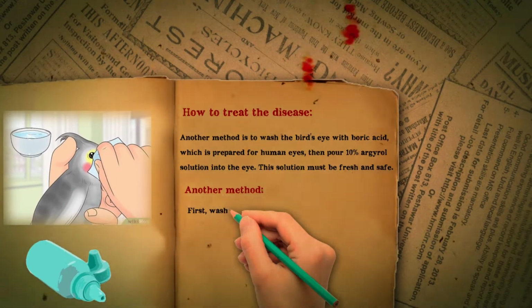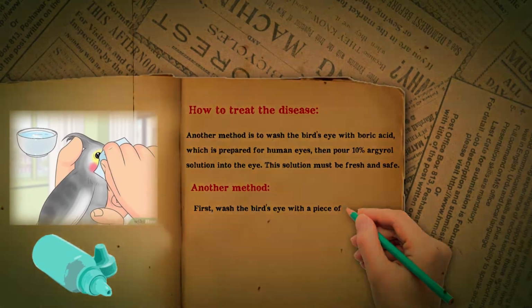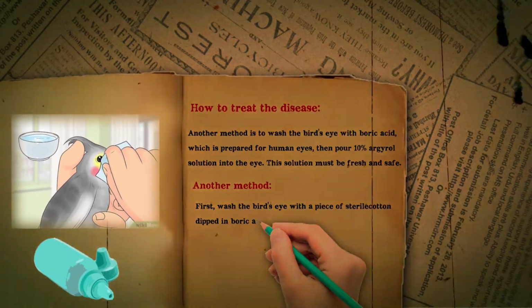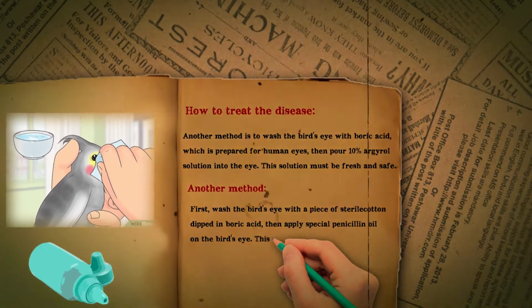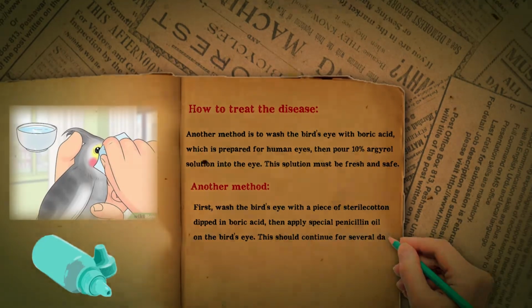Another method: first, wash the bird's eye with a piece of sterile cotton dipped in boric acid, then apply special penicillin oil on the bird's eye. This should continue for several days.